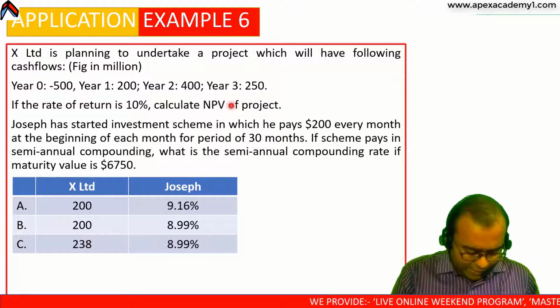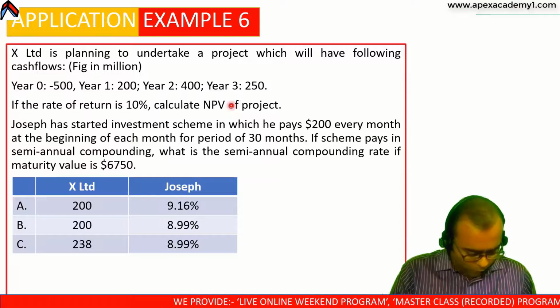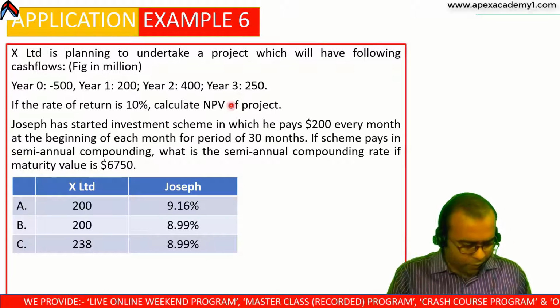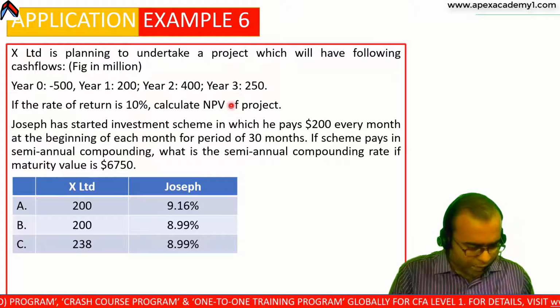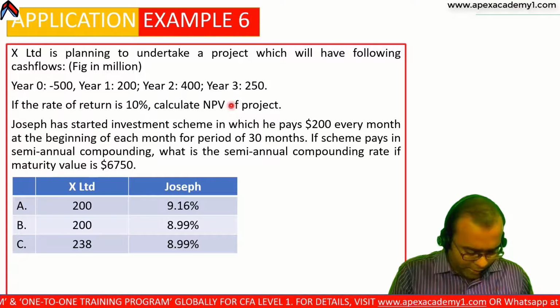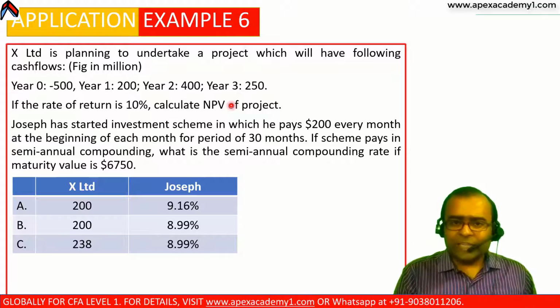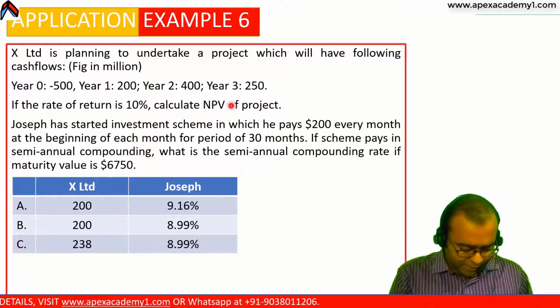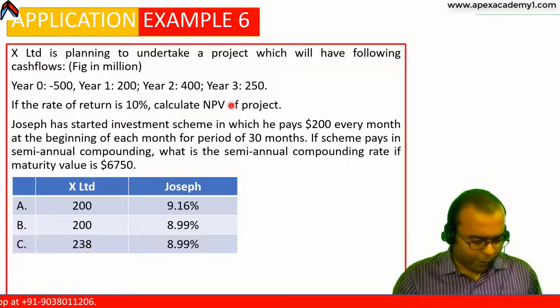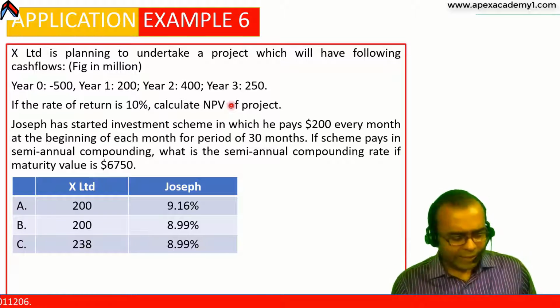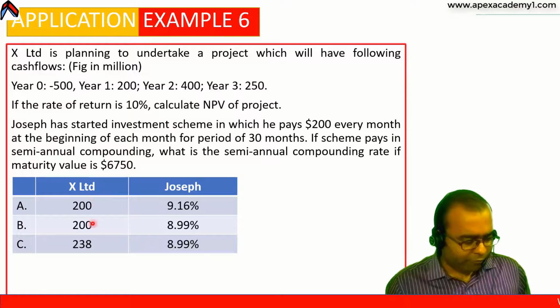500 plus minus, enter, arrow down. 200, enter, arrow down, arrow down. 400, enter, arrow down, arrow down. 250, enter, arrow down. NPV, it's asking for the interest rate. 10% is my rate. 10, enter, arrow down. Compute. 200.225, so basically 200.